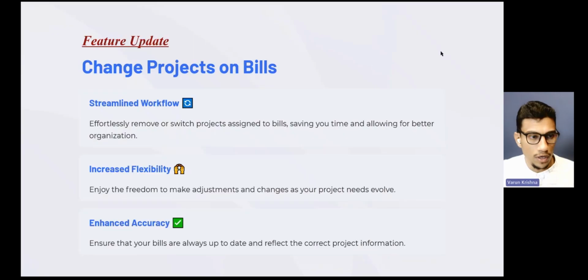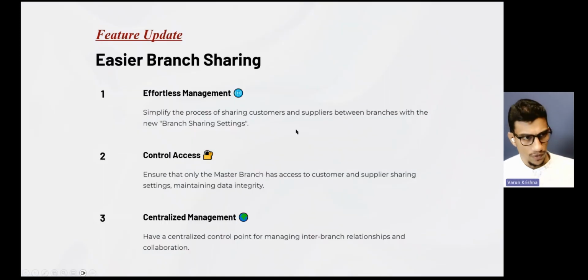All right. So moving into our PPT, change project bills. I hope that it is clear to everyone. Moving forward, the next feature update, easier branch sharing. This is a beautiful thing. Effortless management: simplify the process of sharing customers and suppliers between branches with the new branch sharing settings. Then control access: ensure that only the master branch has access to customer and supplier sharing settings, maintaining data integrity. And we have centralized management, a centralized control point, which will be the master branch, for sharing, inter-branch relationship, and collaboration.